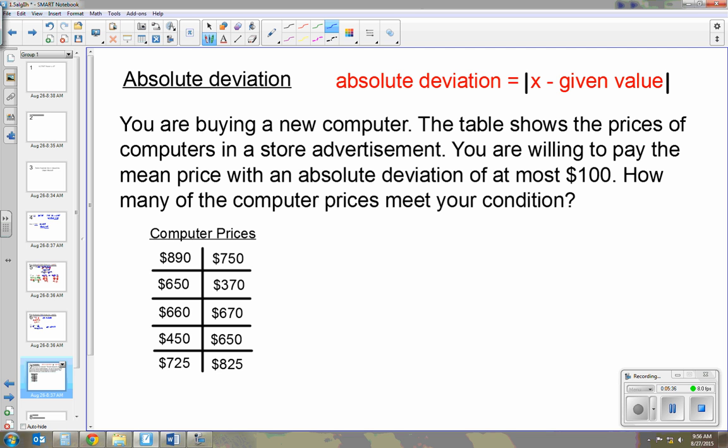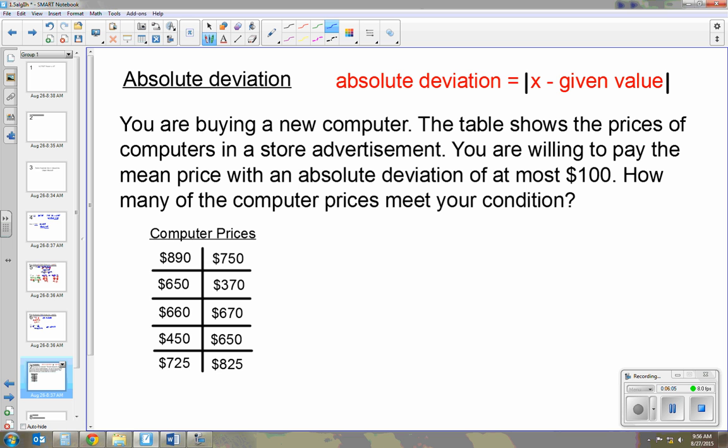So this is about absolute deviation. And if you look in the red to the right, it says you can write the equation by using the absolute deviation equals the absolute value of x minus the given value. So let's read this. It says you are buying a new computer. The table shows the prices of computers in a store advertisement. You are willing to pay the mean price with an absolute deviation of at most $100. How many of the computer prices meet your condition?